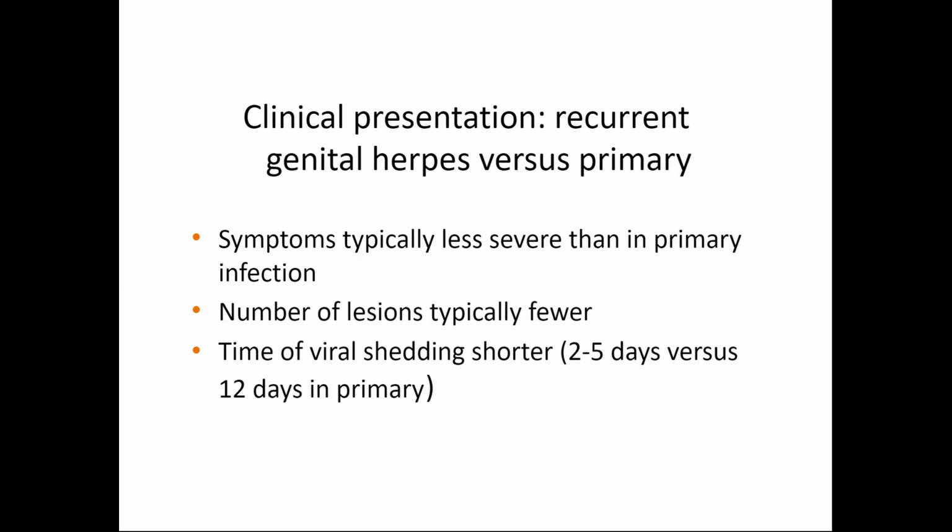In contrast to primary, recurrent genital herpes has a different clinical presentation. The symptoms are typically less severe than in primary infection. There are typically fewer lesions present, and the time for viral shedding can be much shorter, 2 to 5 days versus up to 12 days in primary infection.